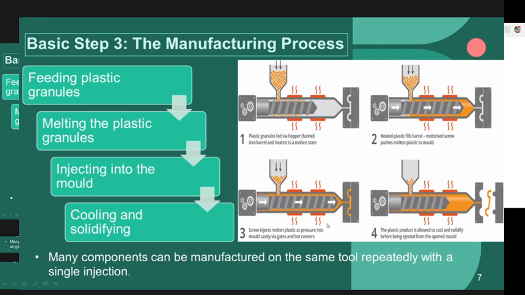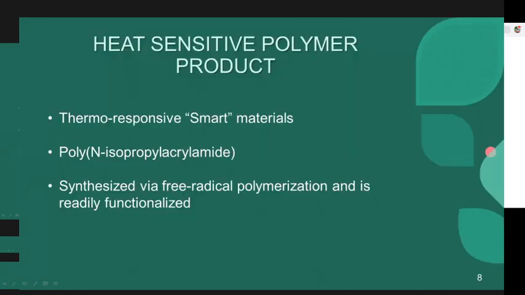Then the polymer is injected into a mold tool that defines the shape of the molten part. The pressure of the injection is high and dependent on the material being processed. It can be up to 1,000 atmospheres of pressure. Then it cools down and solidifies. Higher volumes of products can be manufactured by injection molding, as many components can be manufactured on the same mold tool repeatedly with a single injection molding process. Now the next part will be discussed by Shams Tabriz, roll 17.